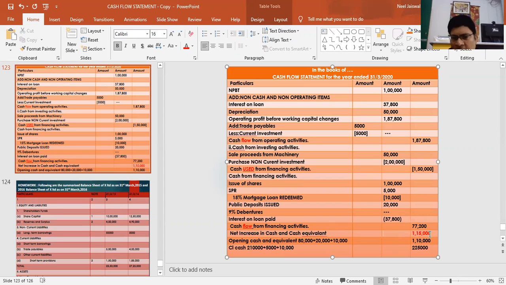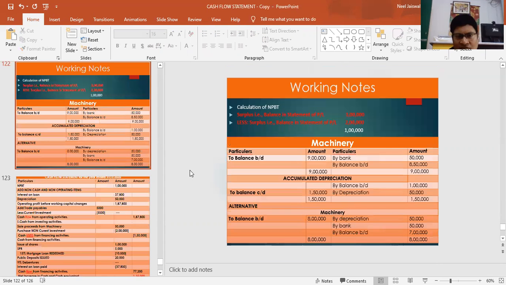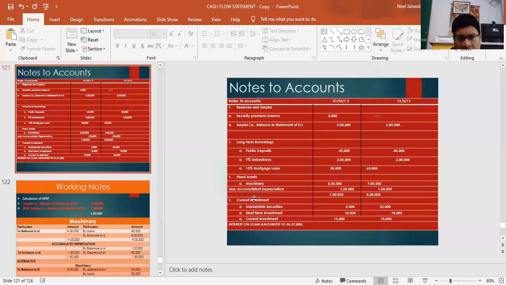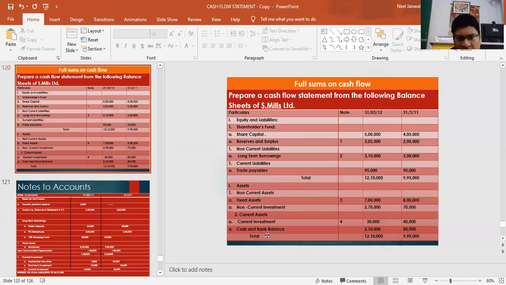As I told you earlier, if we add opening cash and cash equivalent over here, then we will definitely get our closing cash and cash equivalent. See, 1,10,000 plus 1,15,000, that is nothing but 2,25,000. Now, how this 1,10,000 came, that is also given in the sum. Cash and bank balance, which is given in the sum as 80,000, given over here, and some more items will be there in cash and cash equivalent.